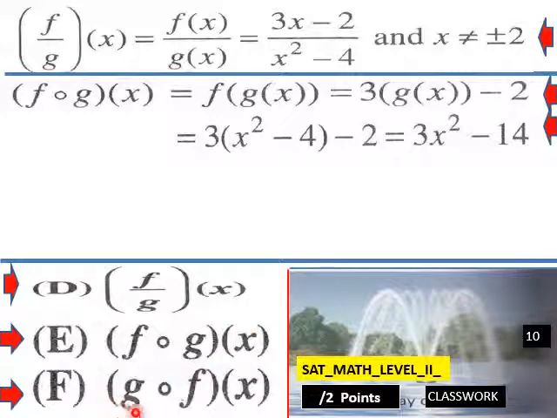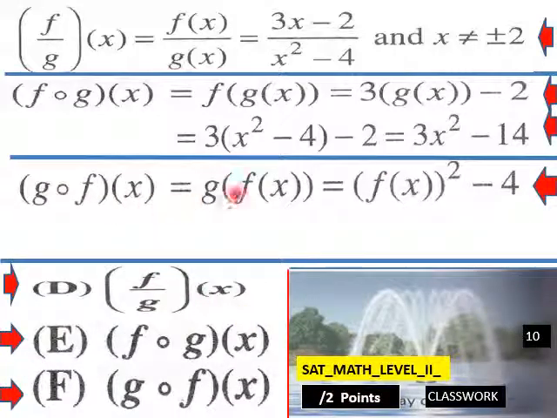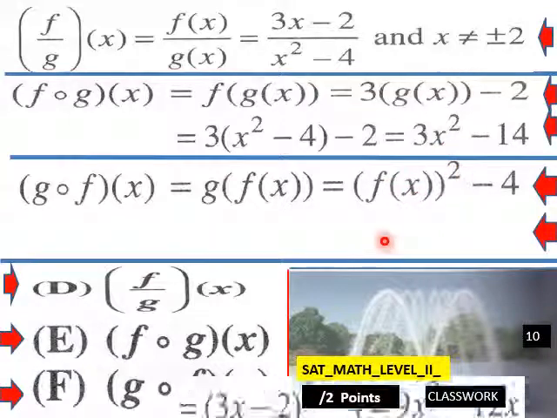And then we have F, which will be g of f of x. So when we do that, we have g of f of x would be f of x squared minus 4. So g would be x squared. So we plug in f of x for our x here in g of x, and then we square it.